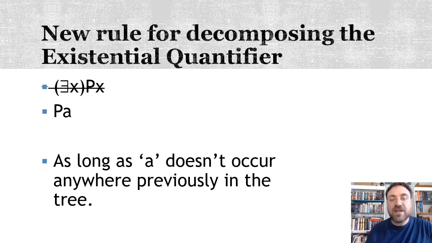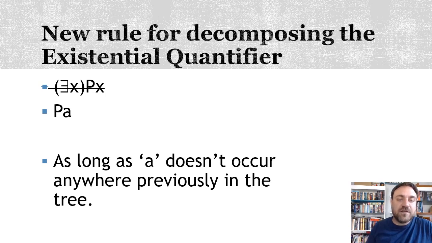One of those changes is a new rule for decomposing the existential quantifier. I say branching, but it won't actually branch; it is a rule for decomposing things in a tree. When you have an existential quantifier, what you do is use what is called existential instantiation. That's the technical term for this. You don't have to know that term, you just have to know how to do it.